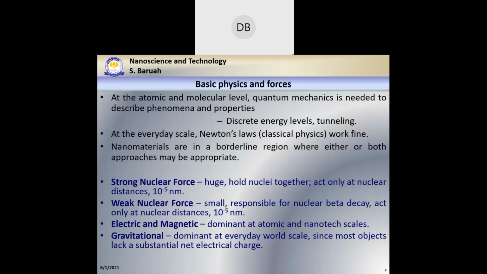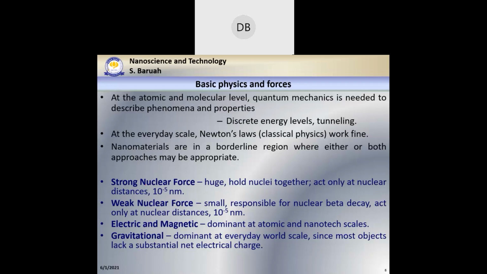At the everyday scale, Newton's laws work fine. That is classical physics. Newton's three laws work very nicely in the bulk, but when you go down, they do not hold. Classical physics does not work, and we go for quantum physics. So nanomaterials are in a borderline region where either or both approaches may be appropriate. It's a bit tricky. Both the classical mechanics as well as the quantum mechanics may come into play. But as you go smaller and smaller in size, the classical mechanics fades away, and it goes purely into quantum mechanics.